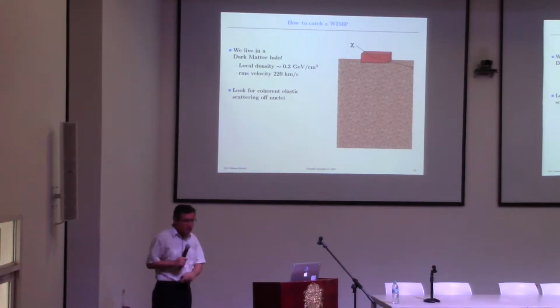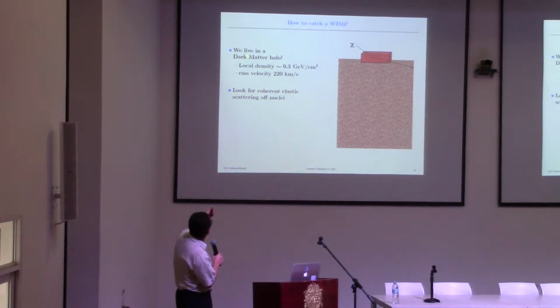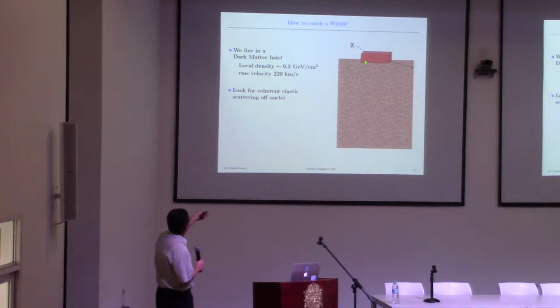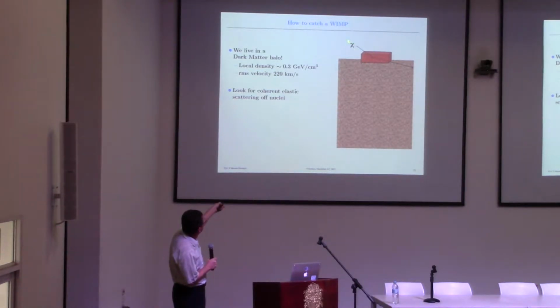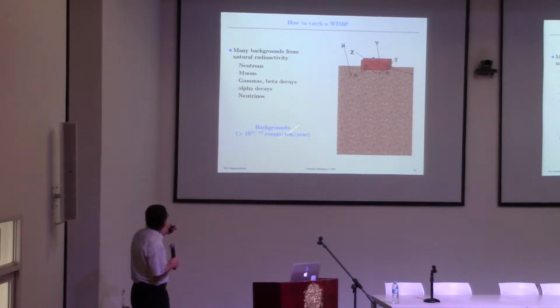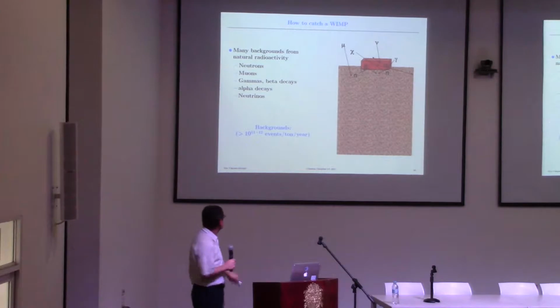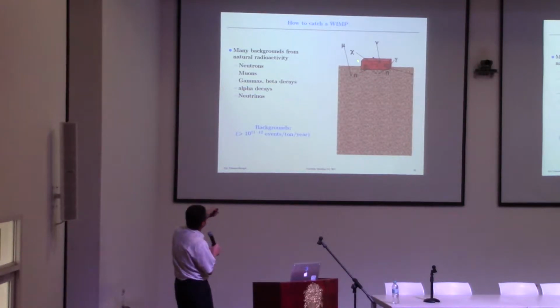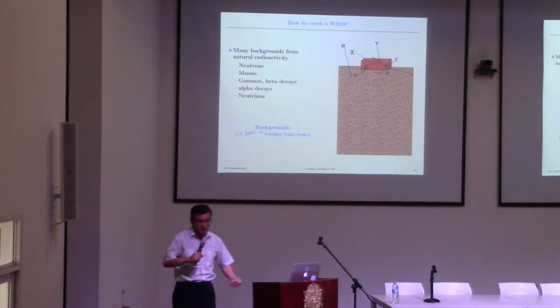So how to catch a WIMP? Basically this is what we look for. We live in a dark matter halo with some density, and the WIMP comes and we look for this tiny deposition. And the problem is that there are many backgrounds: neutrons, muons, gammas, beta decays, alphas, and neutrinos that produce similar energy depositions.